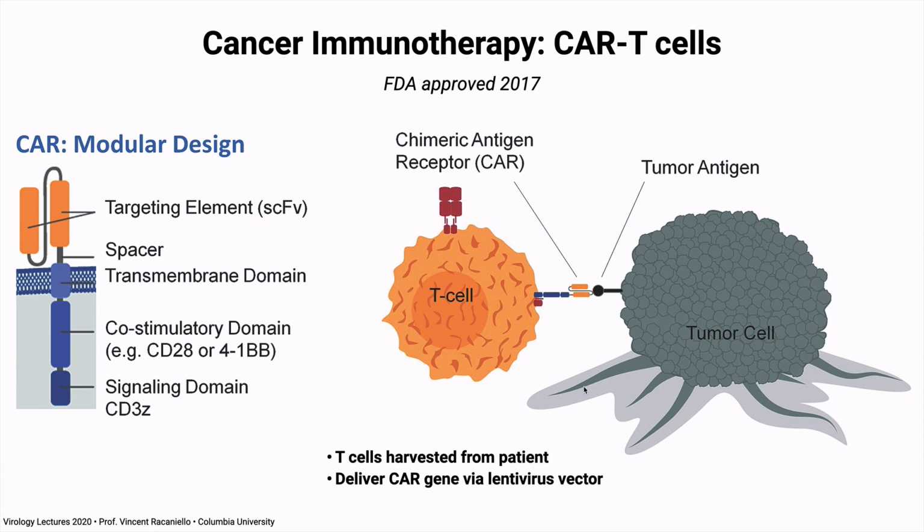So the way this is done, one iteration, of course, is you harvest the T cells from the patient. You deliver this gene via lentivector. You have to, of course, first find out if the tumor antigen is one of the ones to which you have a single-chain antibody. You put it in a lentiviral vector. You deliver it to the T cells. Then you put the T cells back, and they will kill the tumor cells.